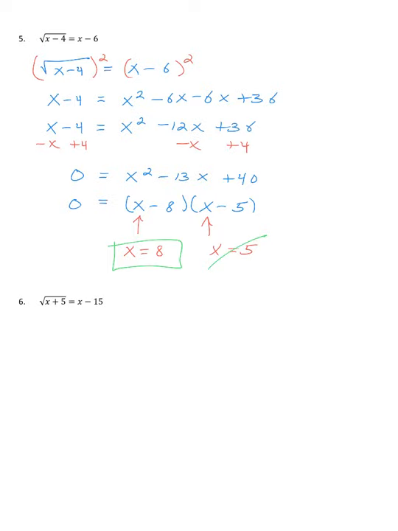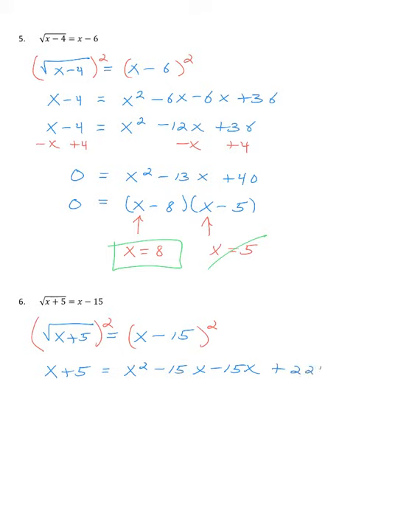For the last problem, I think the trouble here will be the numbers are going to be larger. It'll be harder to guess the factors, but same approach. Square both sides. Okay, we get x plus 5 is equal to x squared. We get 2 minus 15x's, but a positive 15 times 15 is positive 225. If I combine like terms, I get x squared minus 30x plus 225.